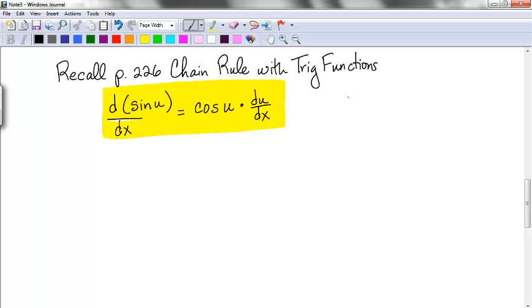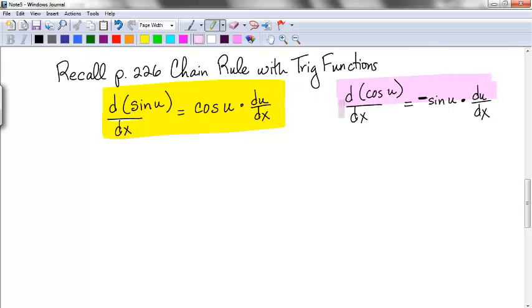We also had one for cosine. The derivative of cosine of u with respect to x. The derivative of cosine was negative sine of u. U was the angle. And then times the derivative of the angle with respect to x. So this was the one for cosine. You have to kind of keep these in mind because we're going to go backwards now.